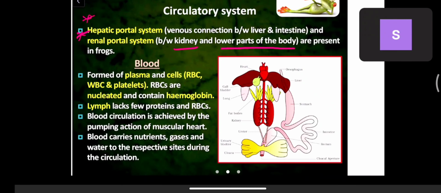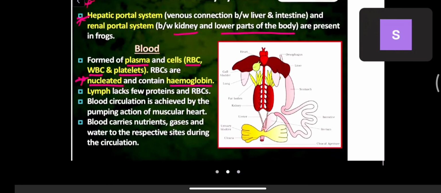So blood, what is blood composed of? It is formed of plasma and RBCs, WBCs and platelets. So RBCs are nucleated. This is one important point. Nucleated means they are composed of a nucleus and contain hemoglobin. RBC contains hemoglobin, no? Clear, no?